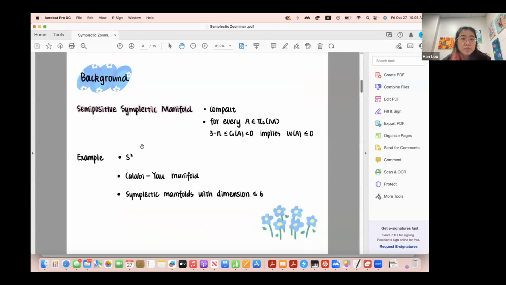So first, a semipositive symplectic manifold is a compact symplectic manifold such that for any class A in pi_2, if the first Chern number is greater than or equal to 3 minus n and less than 0, then omega of A is less than or equal to 0, where n is half of the dimension of the manifold. For example, as for Calabi-Yau manifolds, symplectic manifolds with dimension less than or equal to 6 are semipositive.